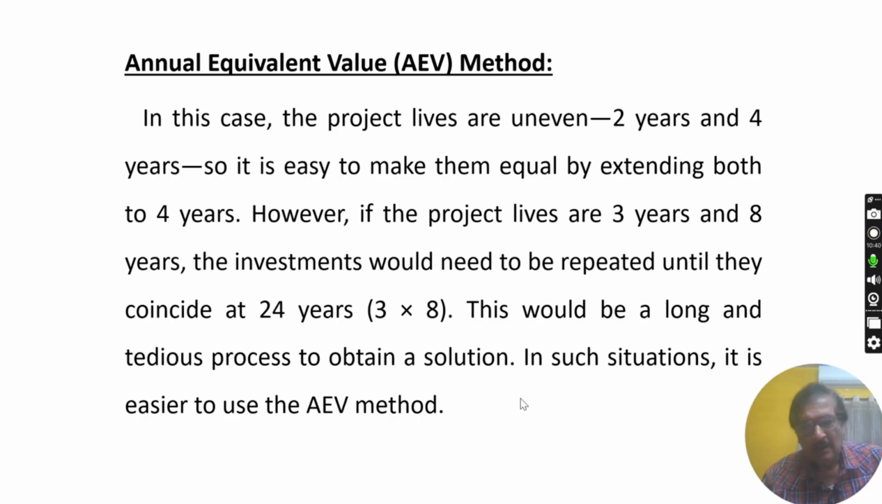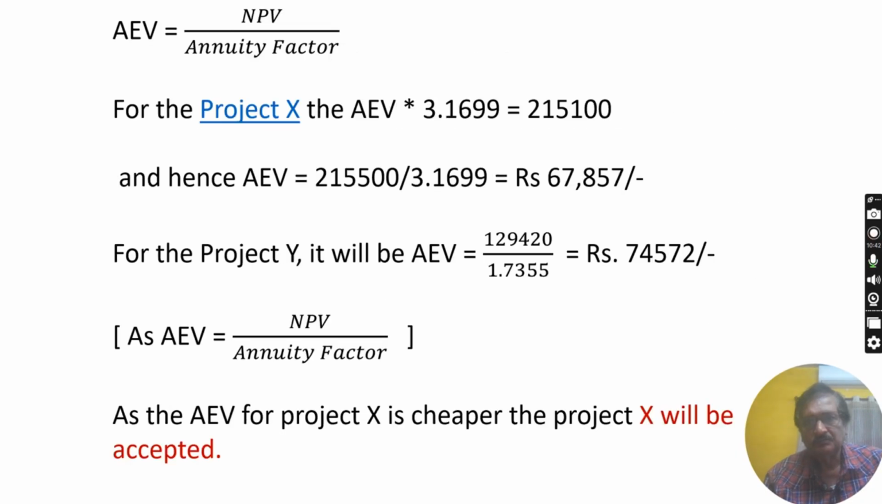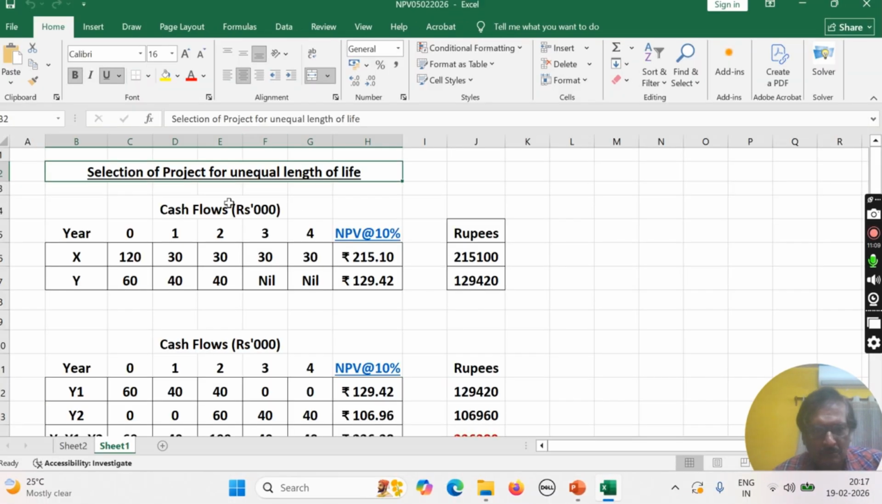Now through the Excel sheet I am again going to discuss how it will be. First I am going to show the calculation, then later I will show the Excel sheet. The formula is: annual equivalent value multiplied by the annuity factor is equal to NPV, net present value. That I am going to show you through the Excel sheet. Okay, go to the Excel sheet. This is the formula and how I am going to show you.